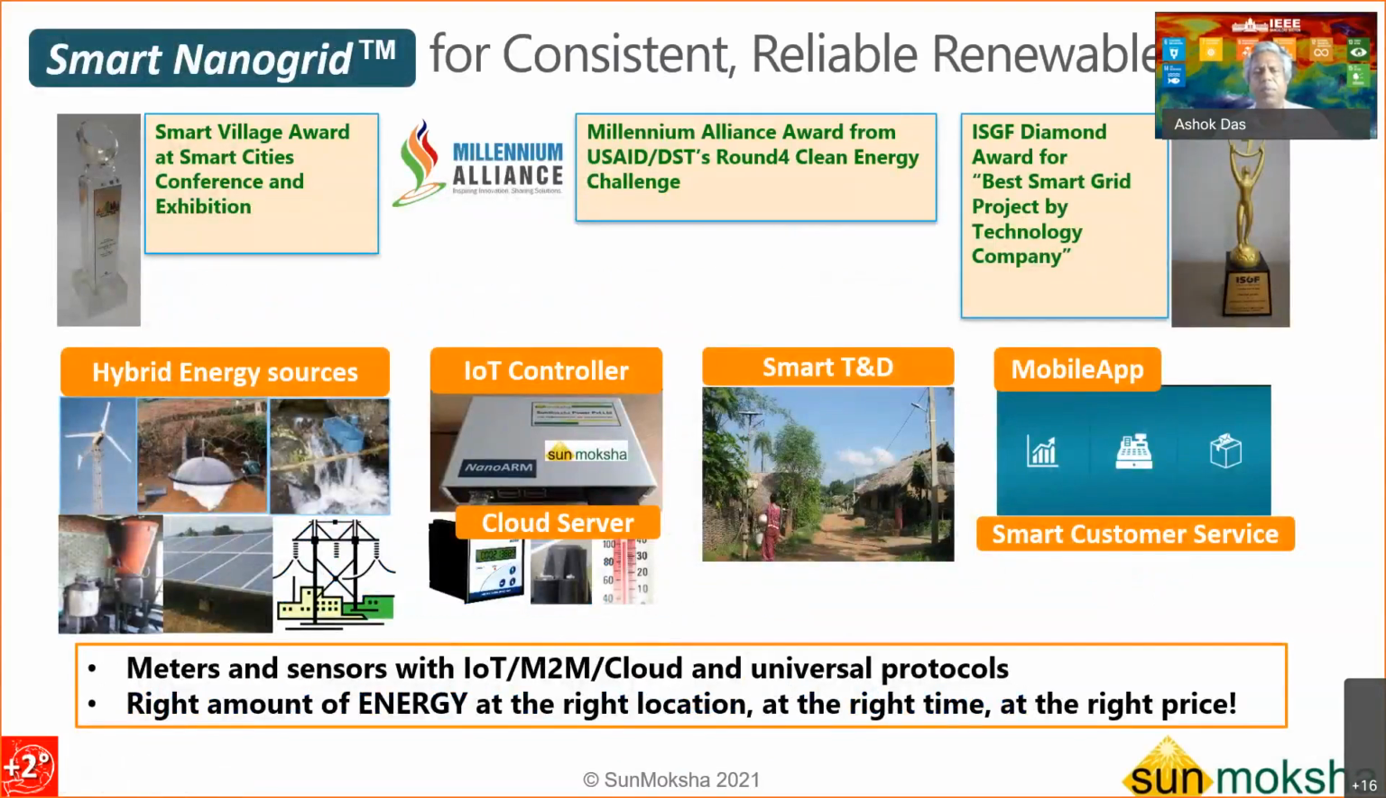We happen to be developing a combination of microgrid and smart grid. These are some of the technologies that we have developed, which make the local microgrid smart, using meters and sensors and IoT, machine to machine, cloud, and several universal protocols to deliver the right quantity of water or energy at the right location, at the right time, and the right price. As mentioned here, this technology has won many awards from national and international agencies.